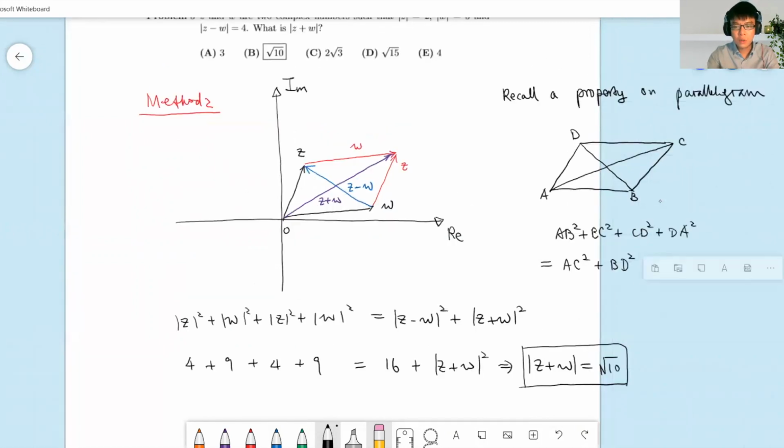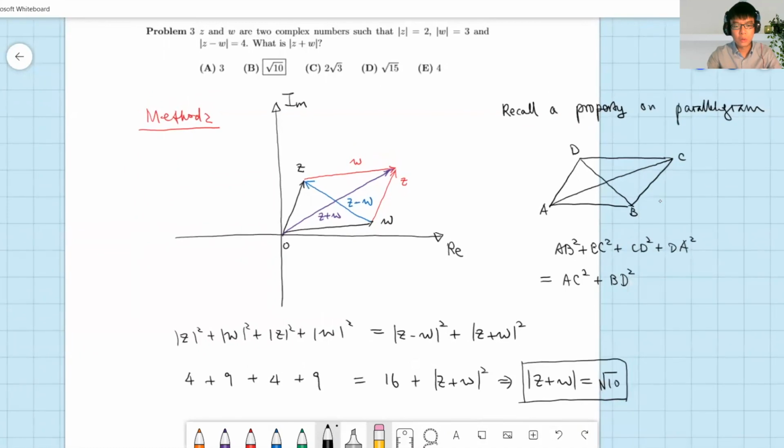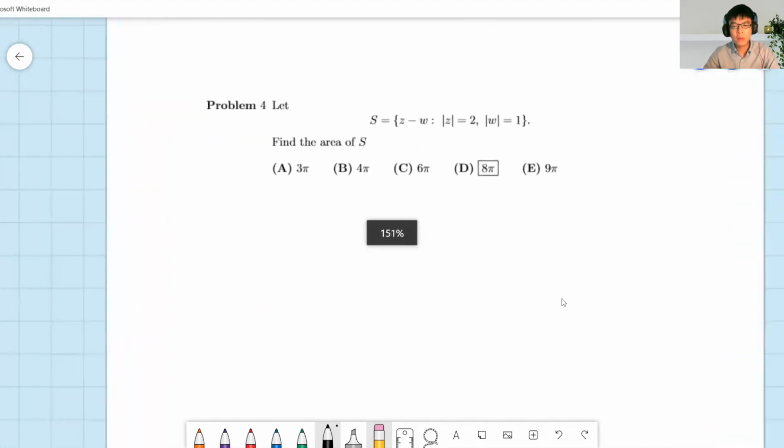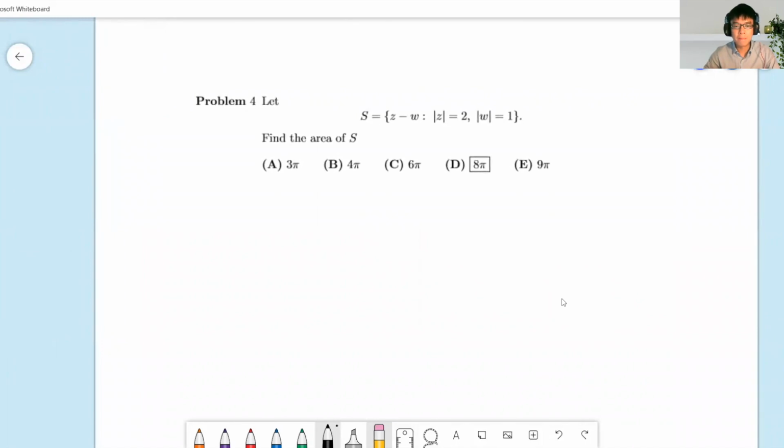So we get answer equals root 10. Question 4. Here we have a set defined as |z minus w|, where z has modulus 2 and w has modulus 1. Find the area of this set S. So let's find a way to describe this set.